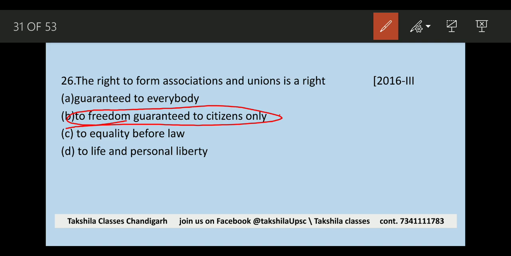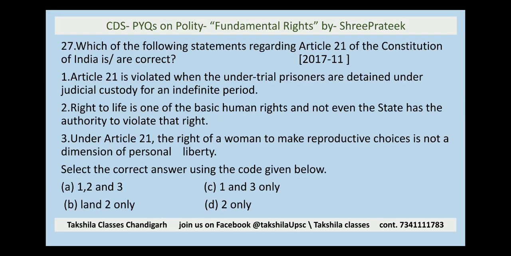ये 2016 में पूछा गया, थोड़ा सा ट्विस्टेड है, अच्छा क्वेश्चन है. अगर आप देखिए कि राइट टू फॉर्म एसोसिएशंस, बिल्कुल आप अगर याद है राइट्स आपको प्रॉपरली, तो आप इजीली कह सकते हो, तो वो 19 में है. और टू फ्रीडम ग्रांटेड सिर्फ सिटीजन्स के पास है, ये भी चीज़ उसने चेक कर ली.